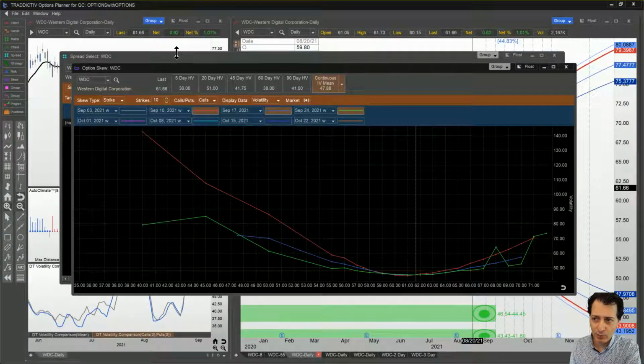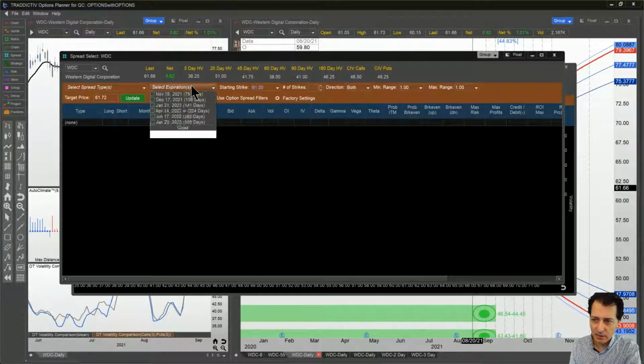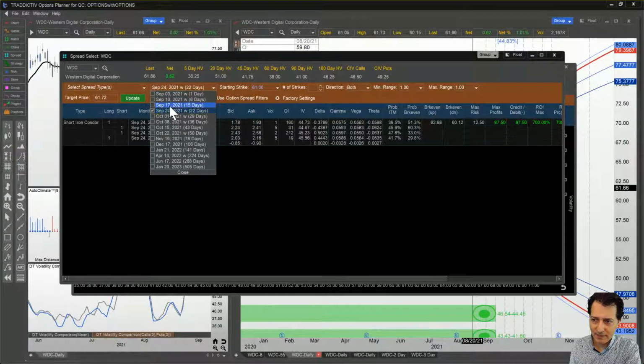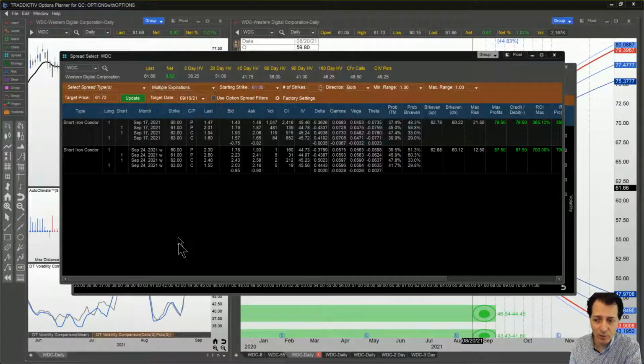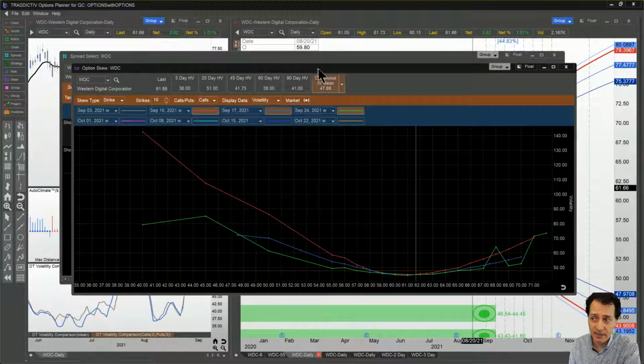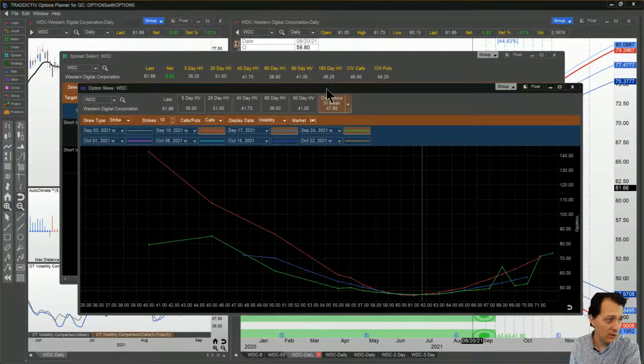Okay, this is what I'm going to do with the spread select. So September 24, September 17, and September 10. Those are the 3 expiration dates I'm going to use, because if I manage to do an iron condor with those 3 expirations, I will likely get the greatest amount of premium as possible out of all the available expiration dates before earnings for that stock. So I'm going to be using that tool, the Option Skew Tool, to identify that particular scenario.